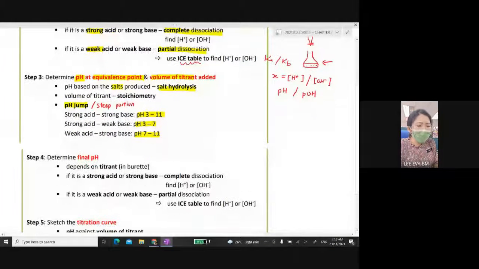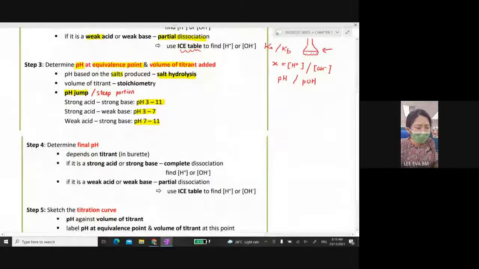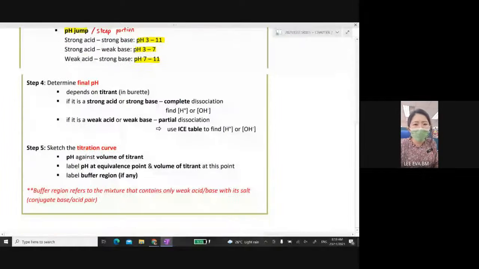And then after the pH value at equivalence point, you have your step 4. Determine the final pH. Similar to step 2, it depends on what the species is, strong or weak. But at this point, the final pH will depend on the titrant. So strong acid, straightforward. Weak acid, your ICE table.